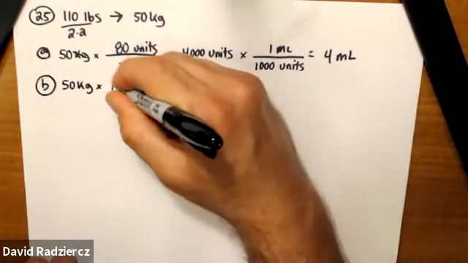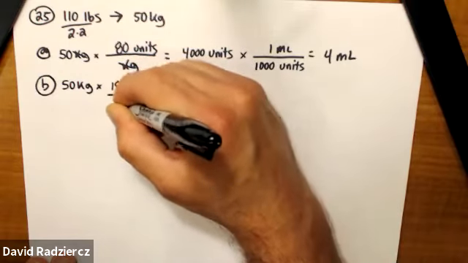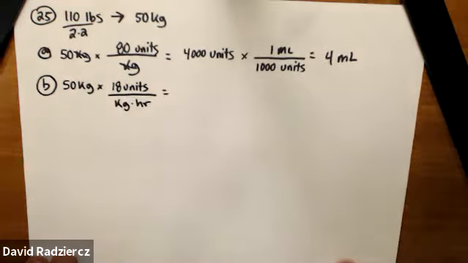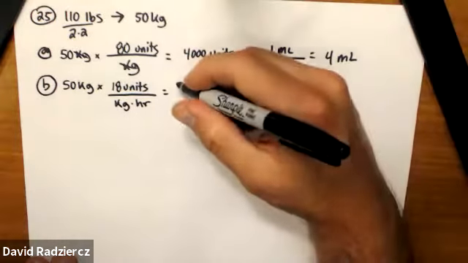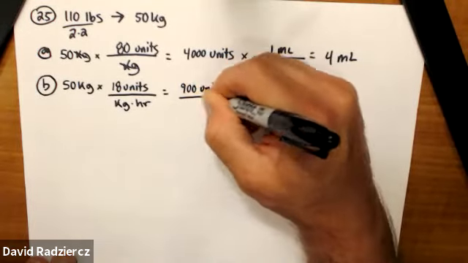And then times 18 kilogram per hour. And again, that's all information coming from the protocol. So 50 times 18 is 900 units. That's per hour.